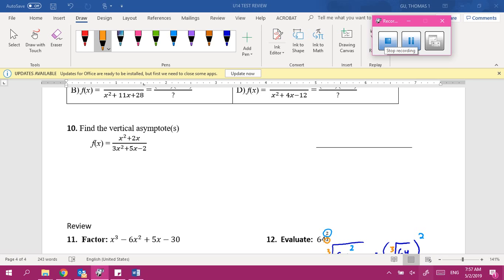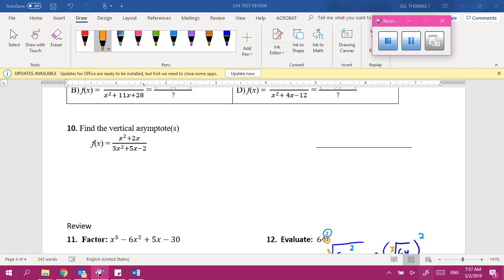Number 10 just says to find the vertical asymptotes, right? Sometimes you're going to be given problems where you just have to find the asymptotes, so you need to know how to do it. So find the vertical asymptotes. Remember, how do you find the vertical asymptotes? You set the bottom factors equal to 0.